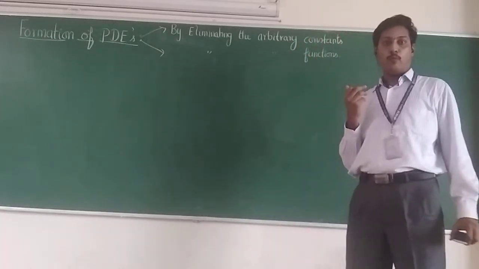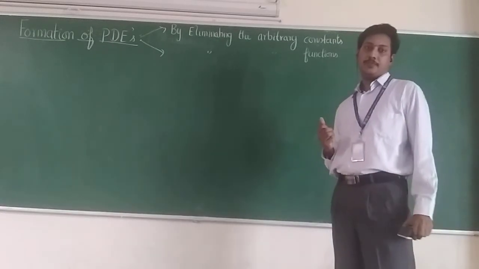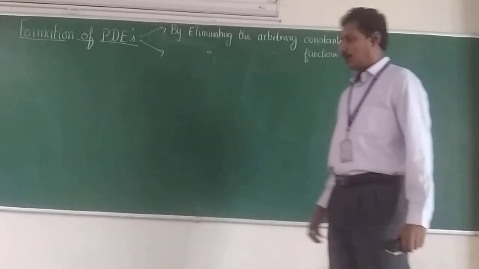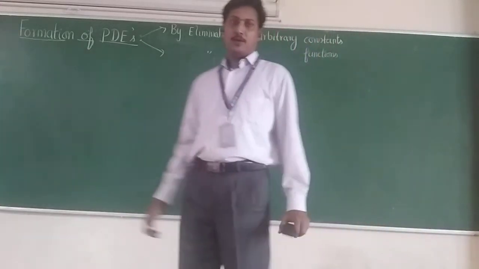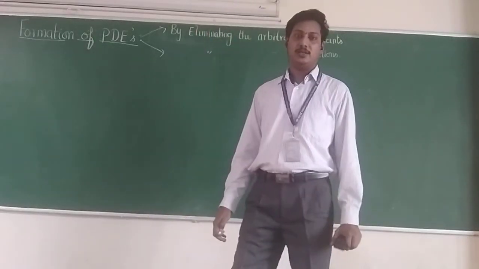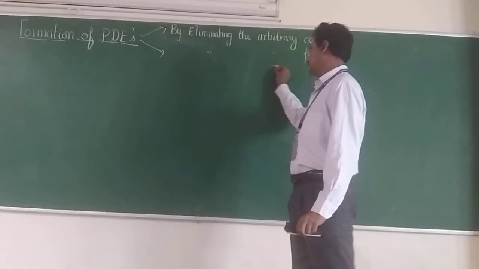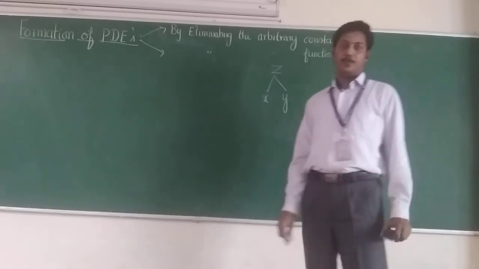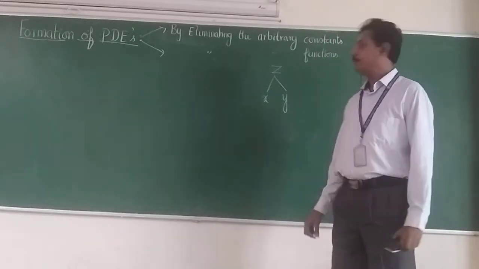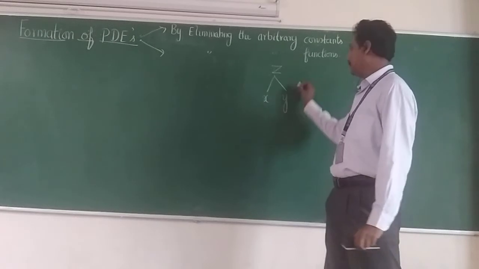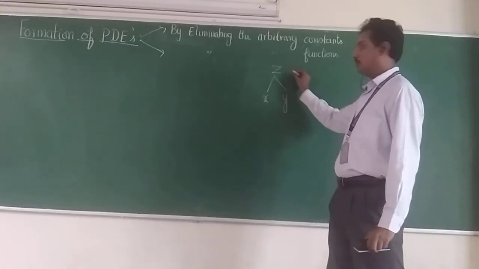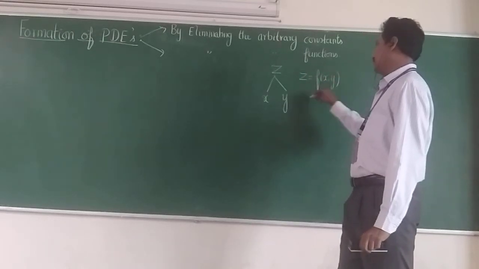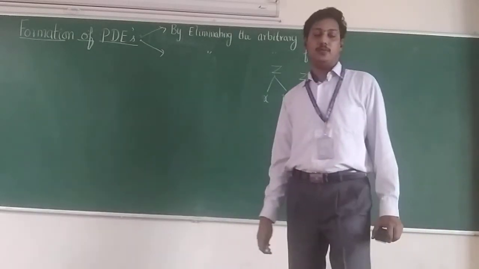Then while eliminating the arbitrary constants we will get the partial differential equations. Now first of all, when we get the partial differentiation, suppose z be the function of more than one independent variable. So there are only two independent variables and z is the dependent variable. Throughout this partial differential equations, we consider z be the function of x and y.